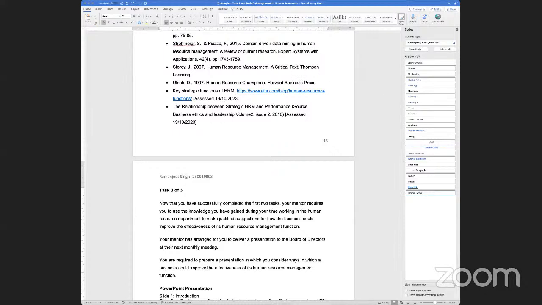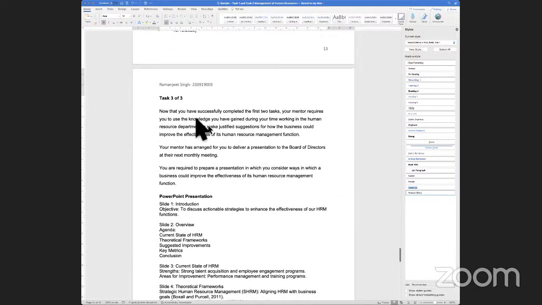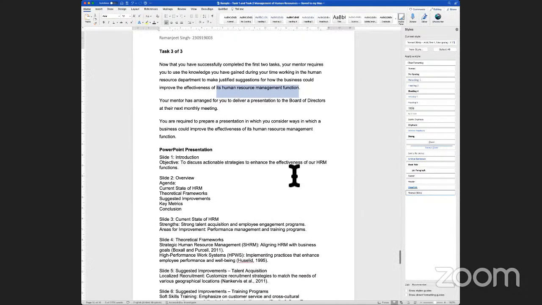Okay, with this, we'll go into the third part of the assignment. And for this, what I'm going to do is obviously shift you over to a PowerPoint presentation, because task 3 talks about you having successfully completed task 1 and 2. Now your mentor requires you to make a presentation of what recommendations you're going to give to improve the human resources function within the organization. And you're required to produce a presentation.